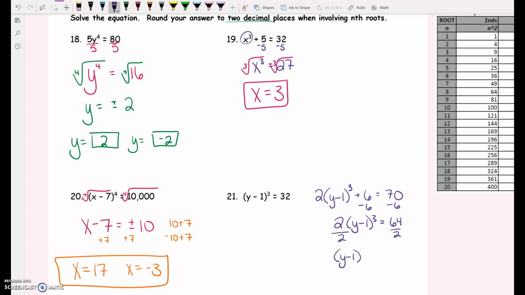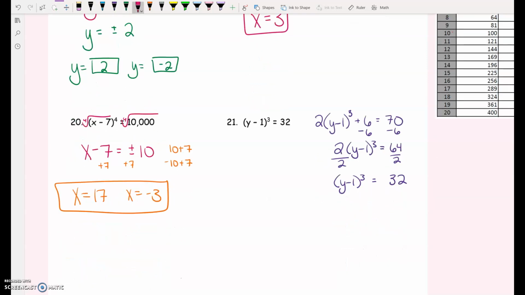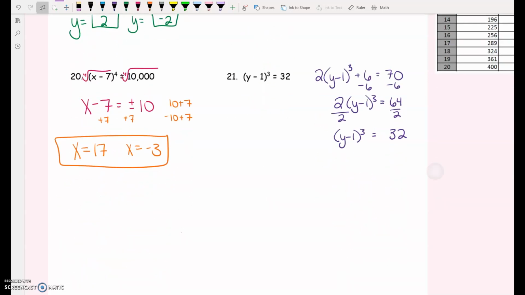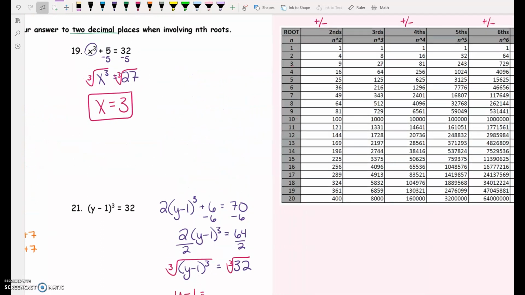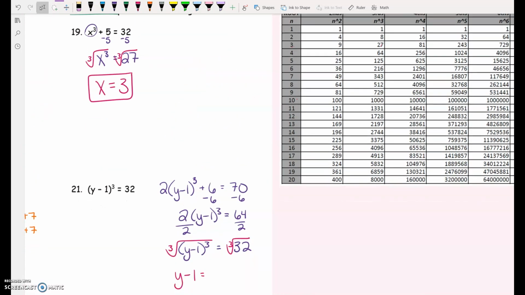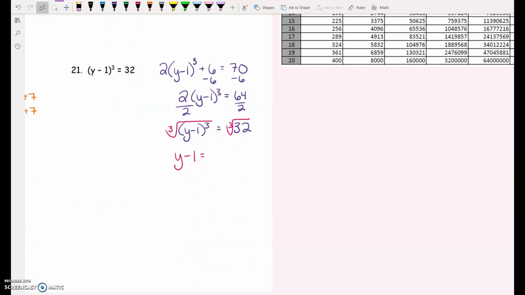So we have y minus 1 cubed equals 32. Once you have the parentheses by themselves, you would cube root both sides. So the exponent is 3. You want to take the third root of both sides. Do we need a plus minus when we take a third root? Nope, we do not. So we have y minus 1 equals, check our chart, the third root of 32 is not on the chart. So we need to talk about how to enter this into your calculator.